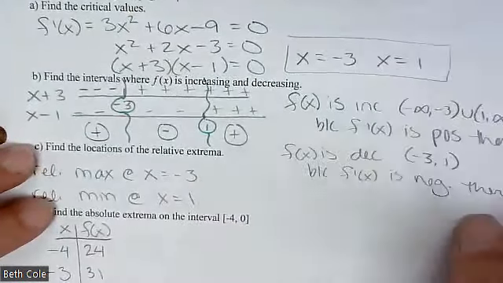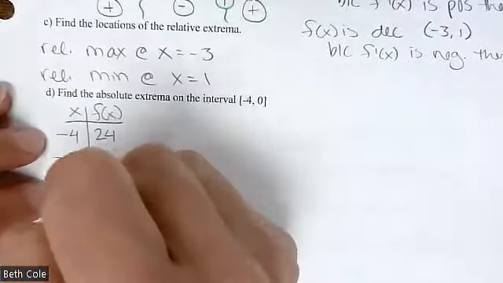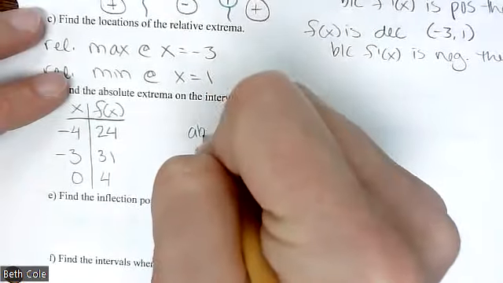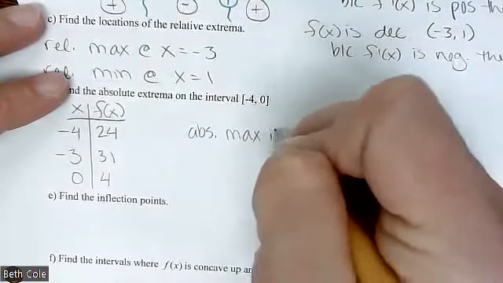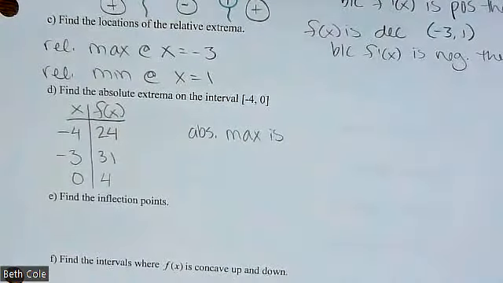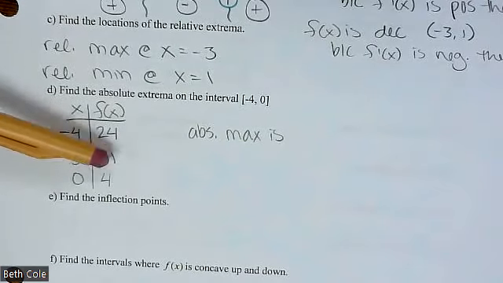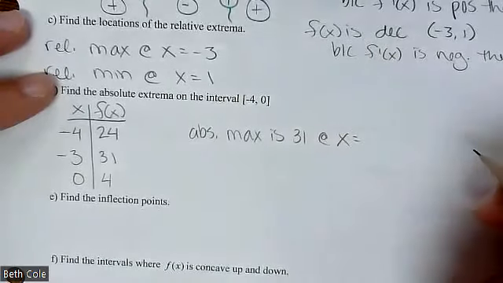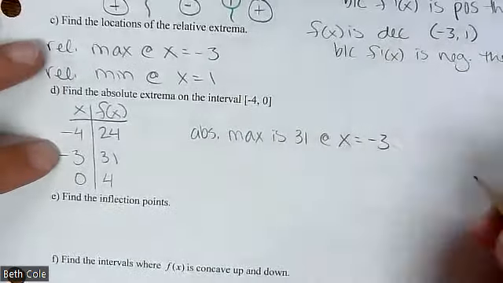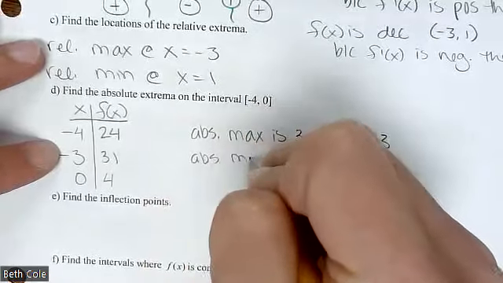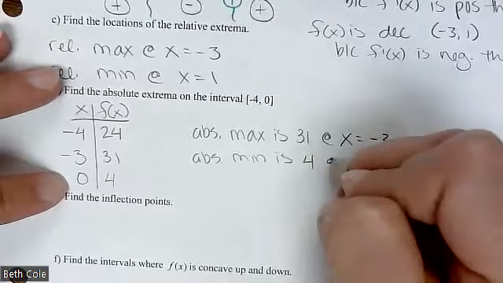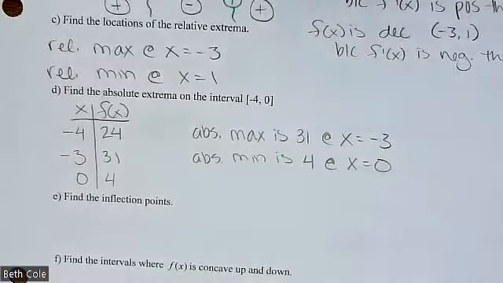And then if you plug in 0, you just get 4. Perfect. Now always write it the same way. Absolute maximum is, what's the biggest number? 31 at x equals -3. Good. And then absolute minimum is 4 at x equals 0.